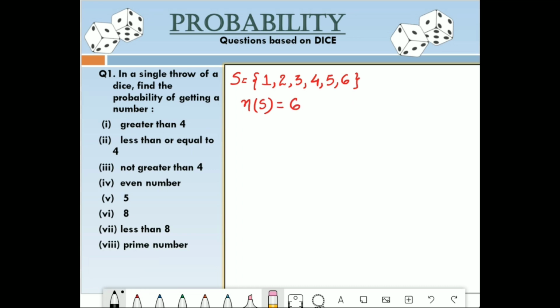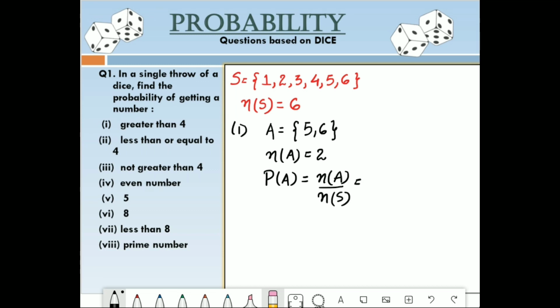Okay, now we are solving the first part, number greater than 4. In this case we have two choices, 5 and 6. So our number of favorable outcomes is equal to 2, and the probability for this event is equal to the number of favorable outcomes divided by the total number of outcomes, or we can write it as n of A upon n of S. So 2 divided by 6. Now we have to simplify this. So 1 upon 3 is our final answer.